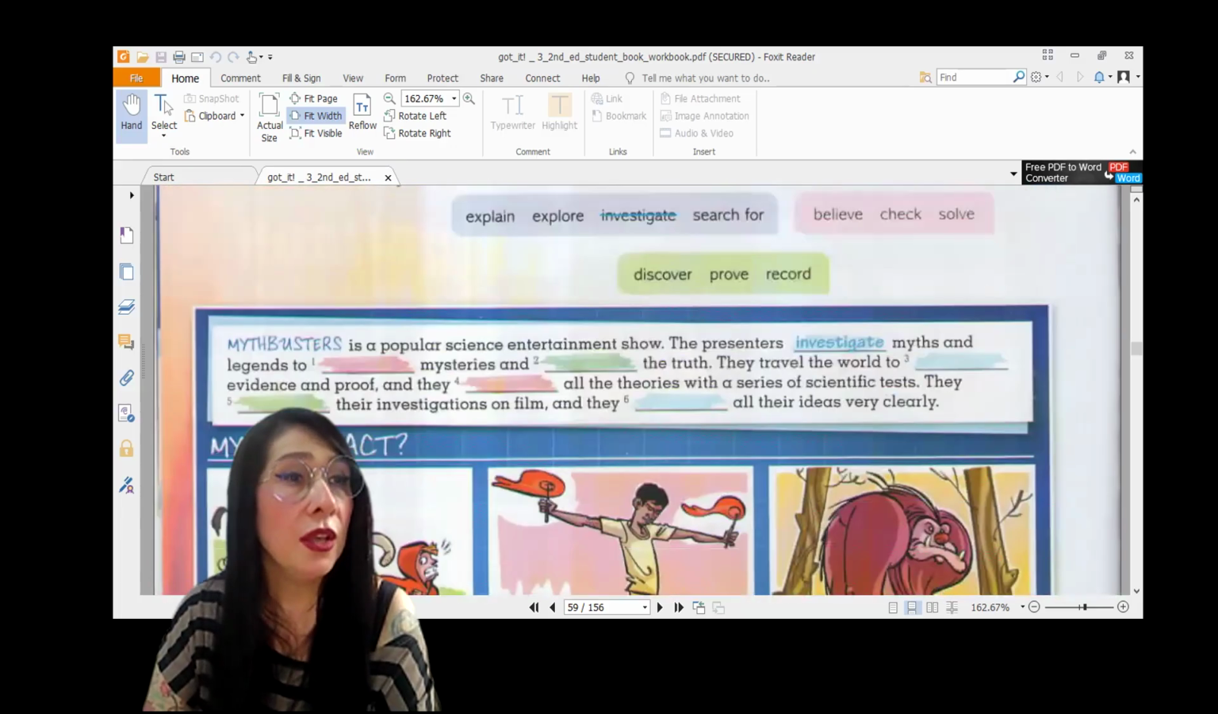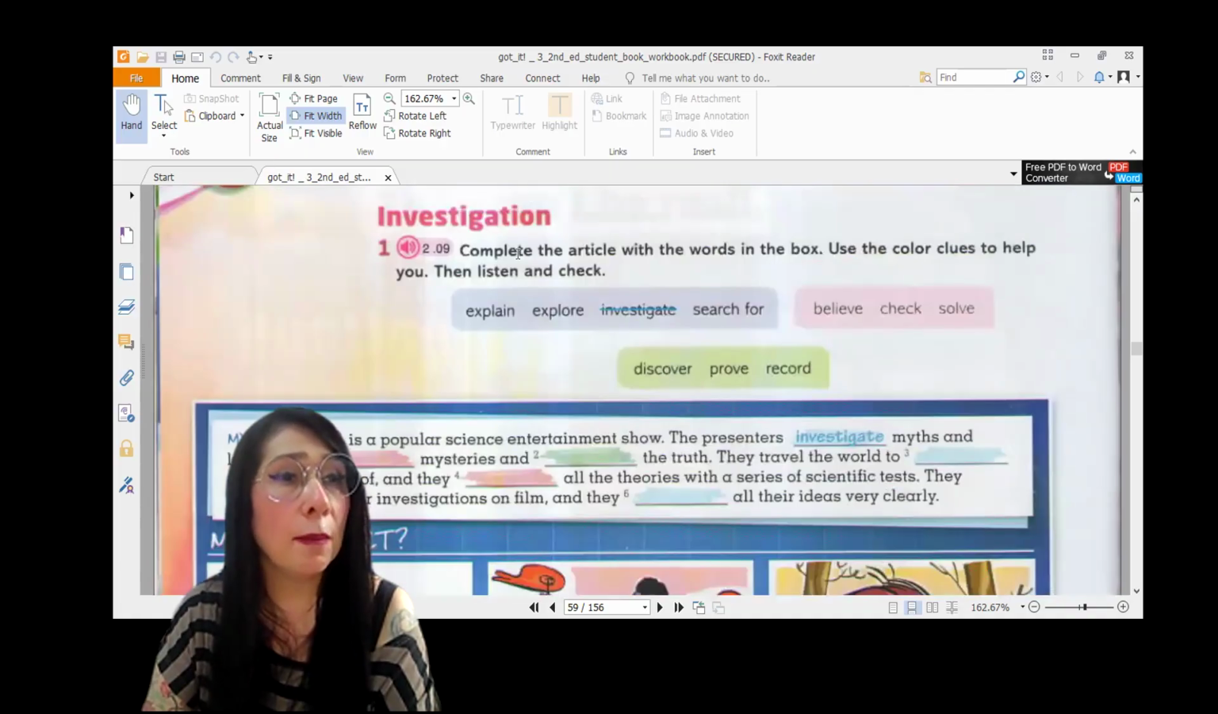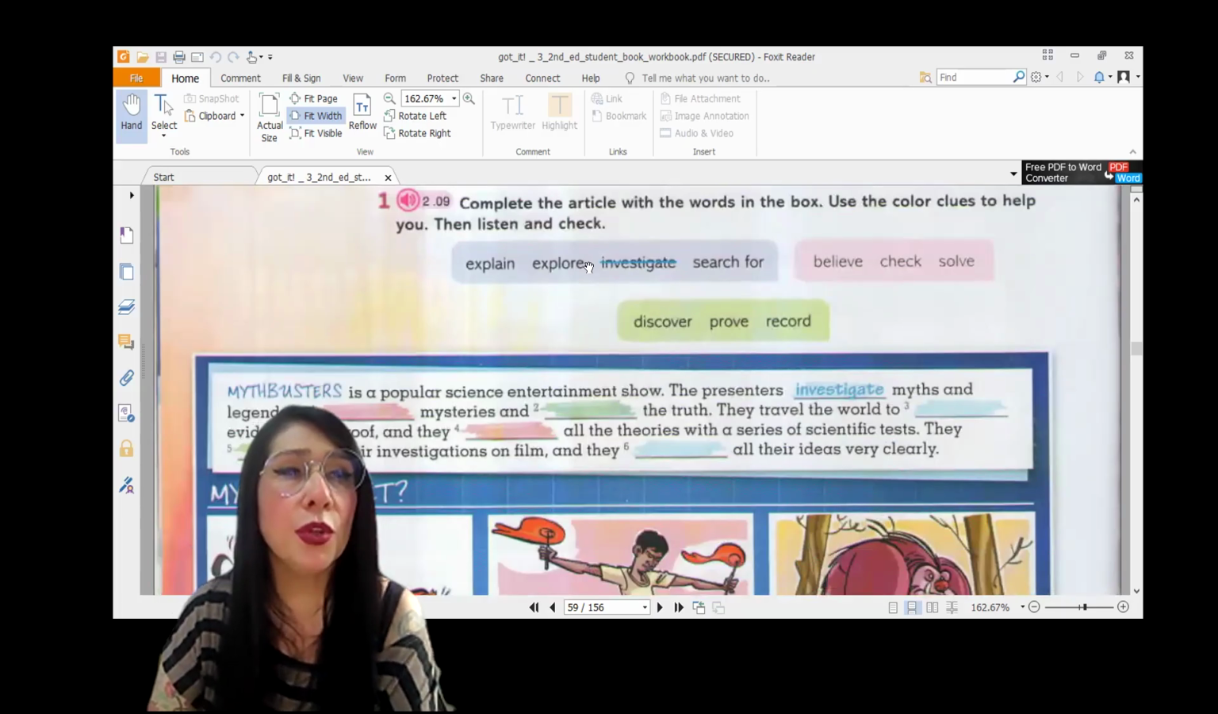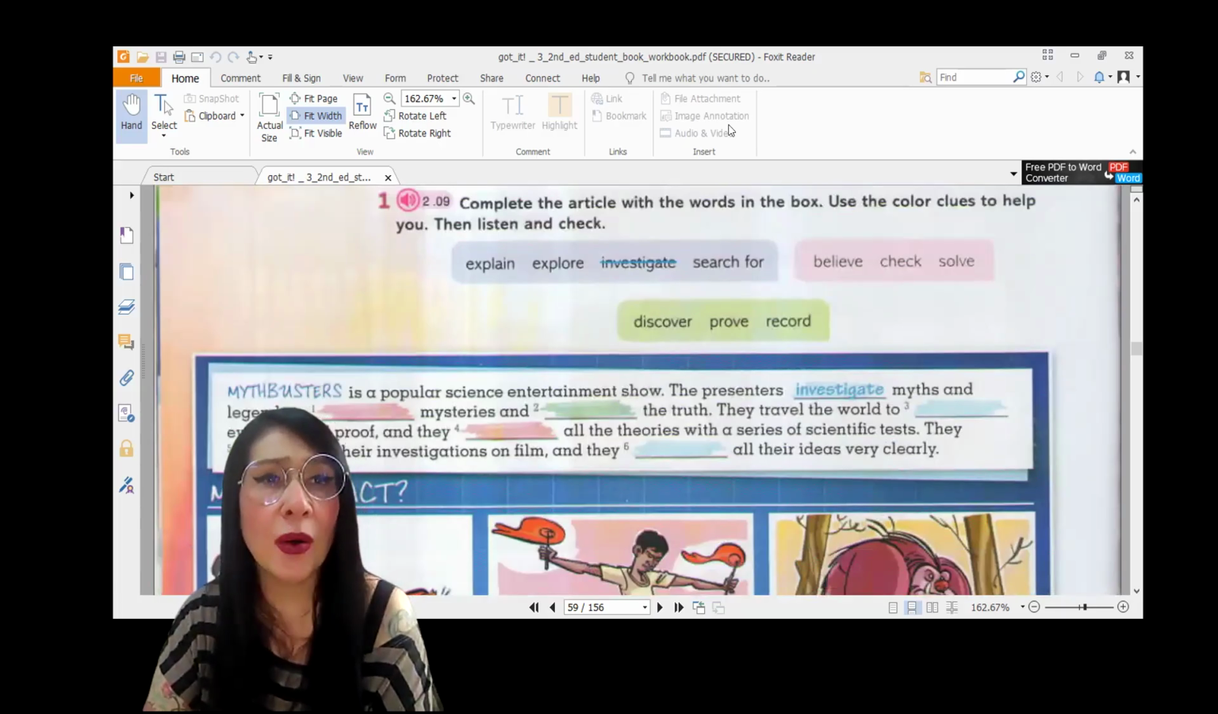Page 62. You need to complete the article with the words in the box. Use the color clues to help you, then listen and check. So you may pause the video right now in order to do this exercise.